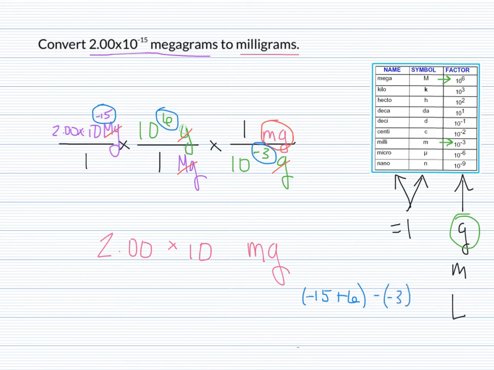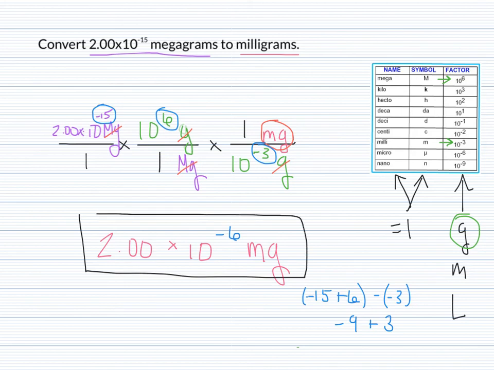And if it helps you to put parentheses around that, you can. And forgive my sloppy handwriting here. So I have negative 15 plus 6. Negative 15 plus 6 gives me negative 9. And when you subtract a negative 3, it's the same thing as adding 3. So negative 9 plus 3 gives me negative 6. So that should be my new exponent. And here is our final answer.